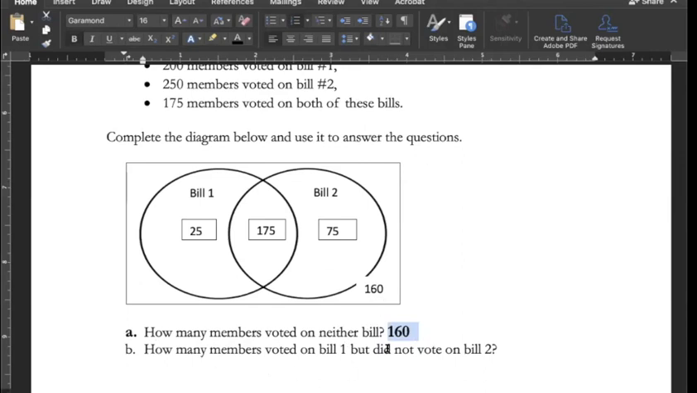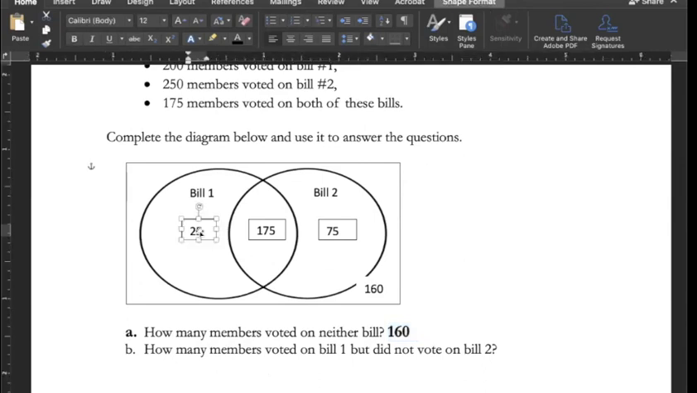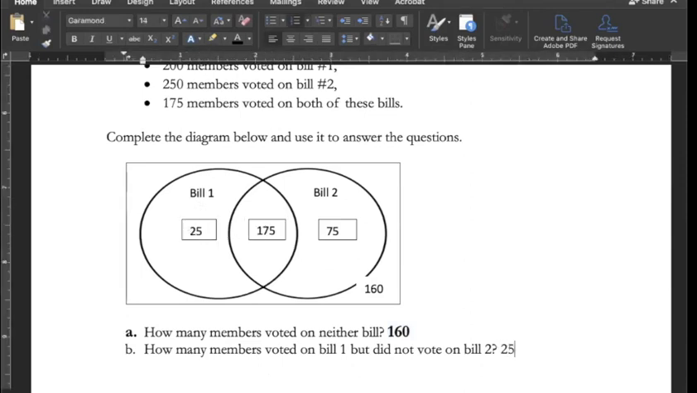Question B says, how many members voted on Bill 1 but did not vote on Bill 2? Well, that would be these people. These people voted on Bill 1 and Bill 2. These people voted on Bill 1 but not Bill 2. So that means there would be 25 people who voted on the first bill but not the second. Hopefully that makes sense to you as well.